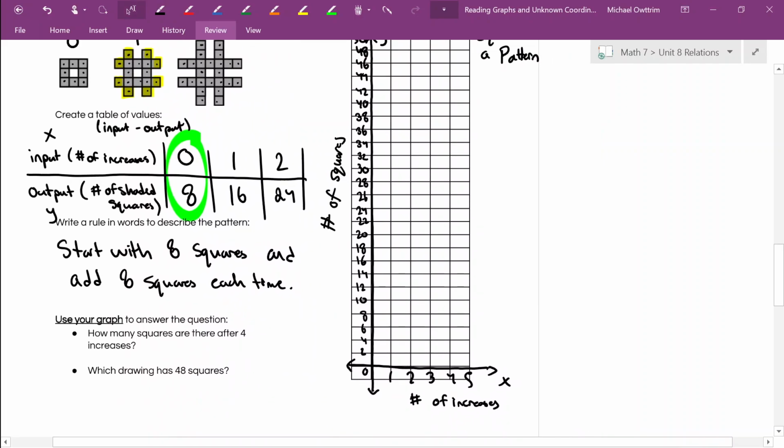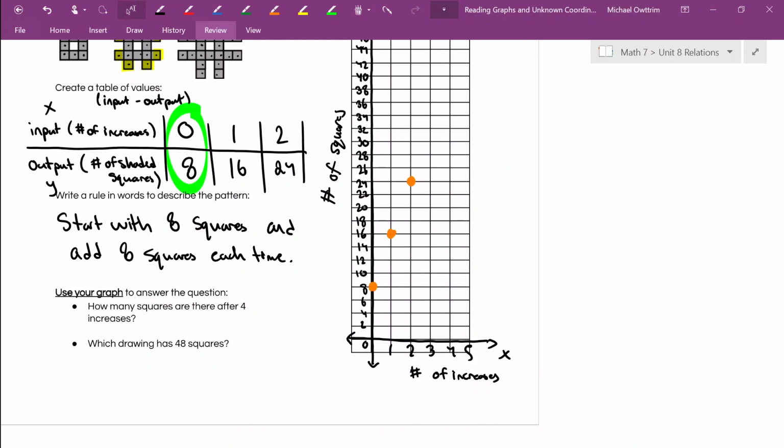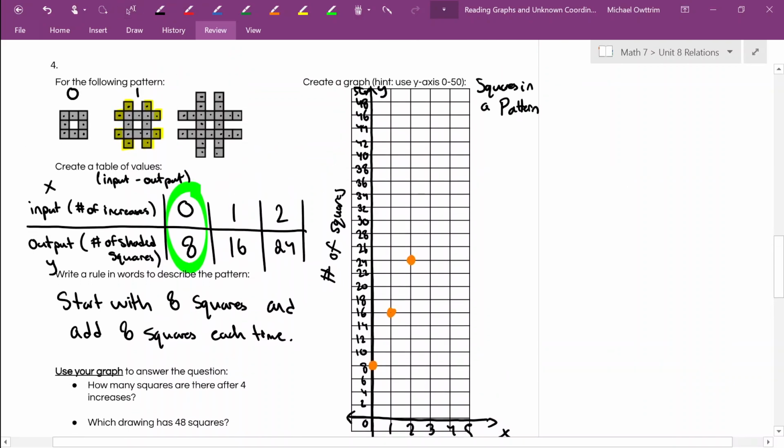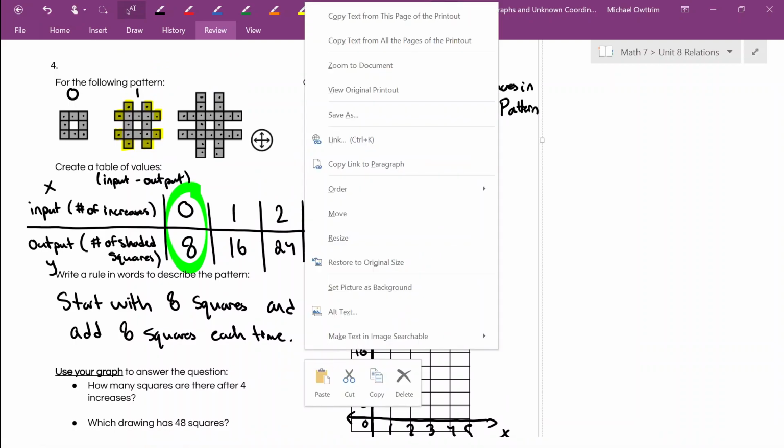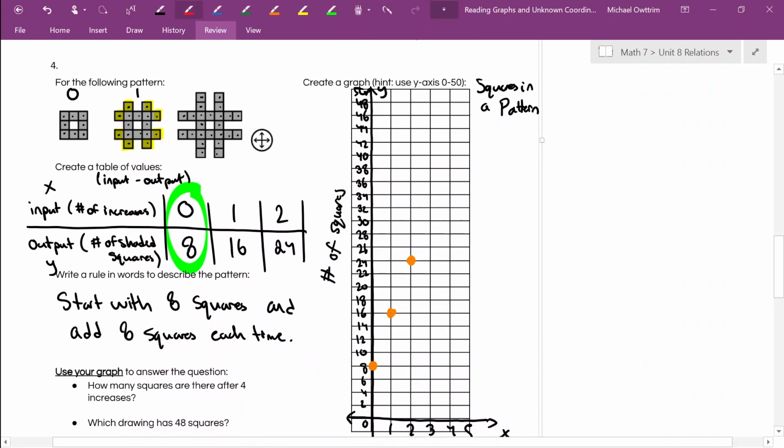So plotting those points on a graph, we start at input 0 with a point at y is 8. When input is 1, y is 16. And when input is 2, y is 24. So there's 3 points on our graph. Now when we use our graph to answer our questions, again we're going to want to draw a line on our graph using our ruler. It's a nice straight line through our points.